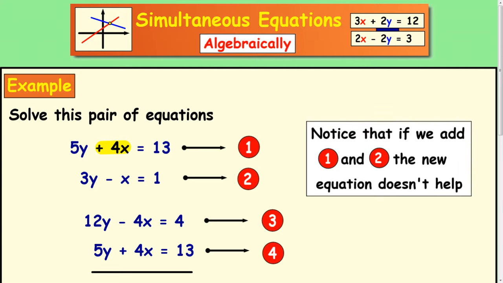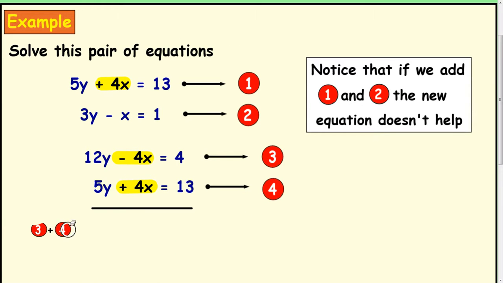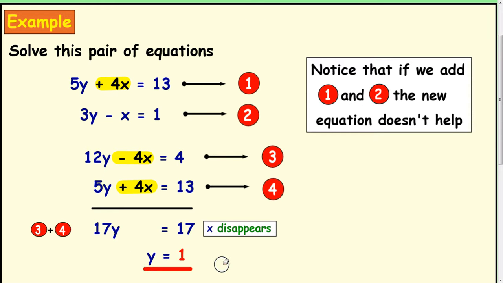Now if you look at these new equations, what you can see is we've got a minus 4x and a plus 4x. And that's kind of what we're looking for when we're adding the two equations together. If you add the new equations 3 and 4 together, what happens is when you add the 12 and the 5 you get 17y's. But when you add the negative 4x and the plus 4x, you get 0, the x's disappear. And when you add the 4 and the 13, you get 17. Now we can solve it for y. If you divide both sides by 17, you get y is equal to 1.